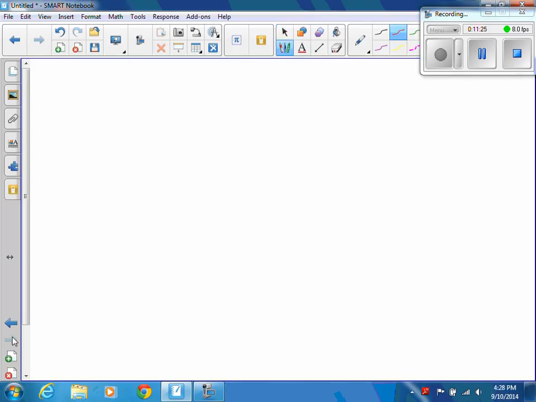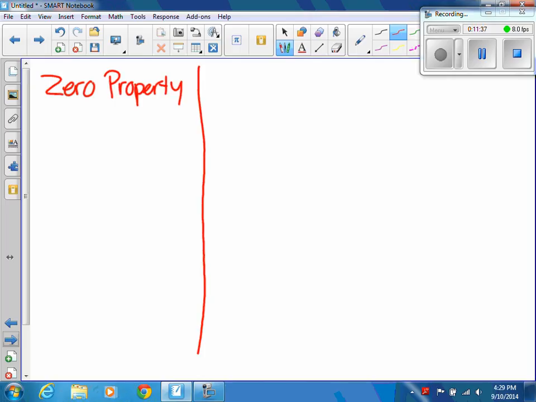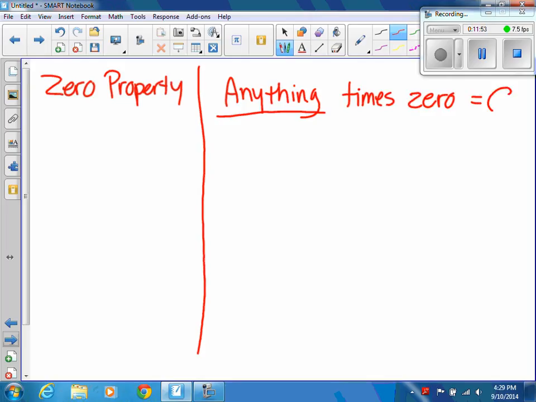This next one is really simple. You've known it since probably elementary school, even maybe kindergarten. It's the zero property. And what we know about this property is anything at all, anything times 0 is going to equal 0. Doesn't matter what it is.